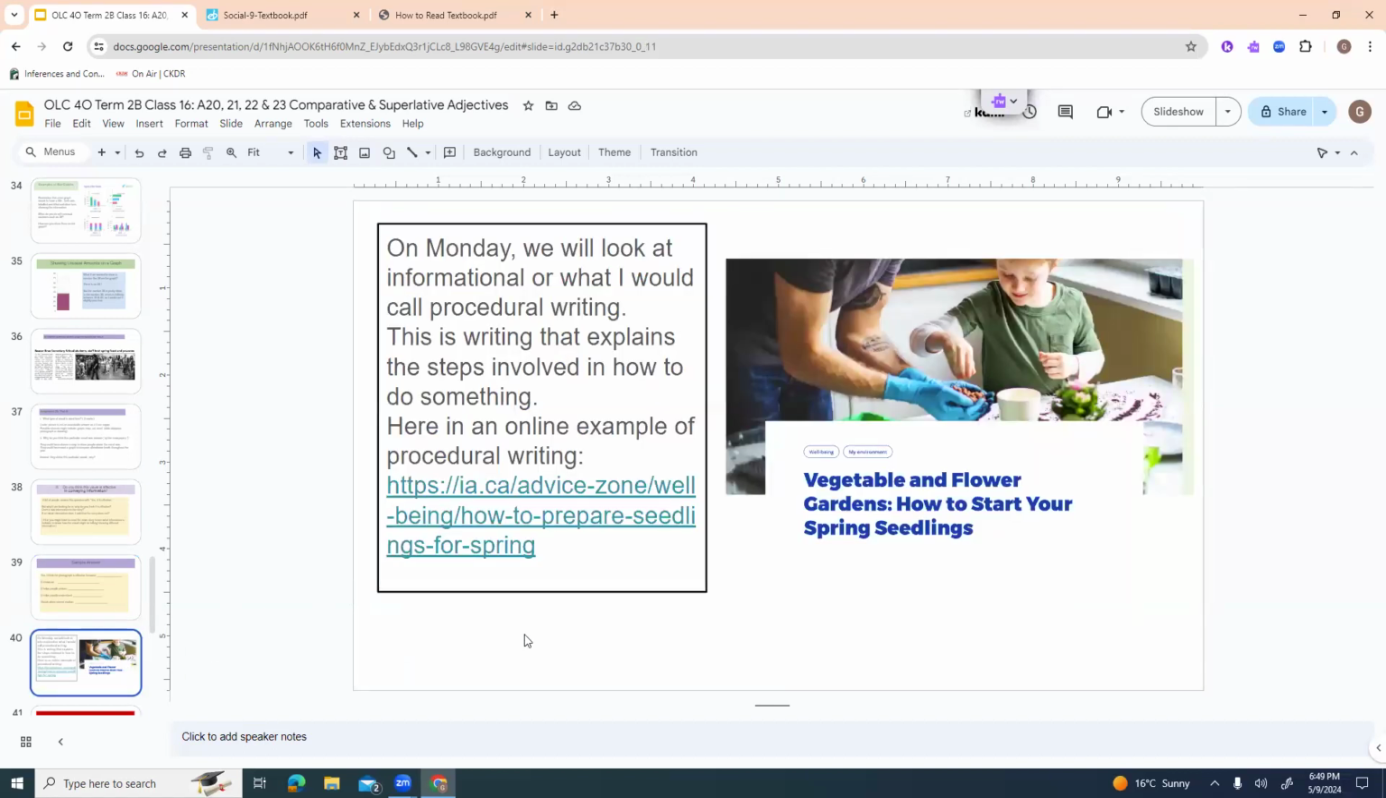Okay. So on Monday, we're going to look at informational, or what I would call procedural writing. And this is writing that explains the steps involved and how to do something. We don't have time to do this, but if you want to take a look, there's an online example of procedural writing. This one is Vegetable and Flower Gardens, How to Start Your Seedlings. And it's a whole little article on step 1, do this, step 2, do that. And it's a great way to have an idea in your head of how a procedural text would look, because we're going to be writing some on Monday. Okay. If you get a chance, take a look at some of those online. There's all sorts, and it will give you some ideas. So when we're writing, you've got plenty to draw from.